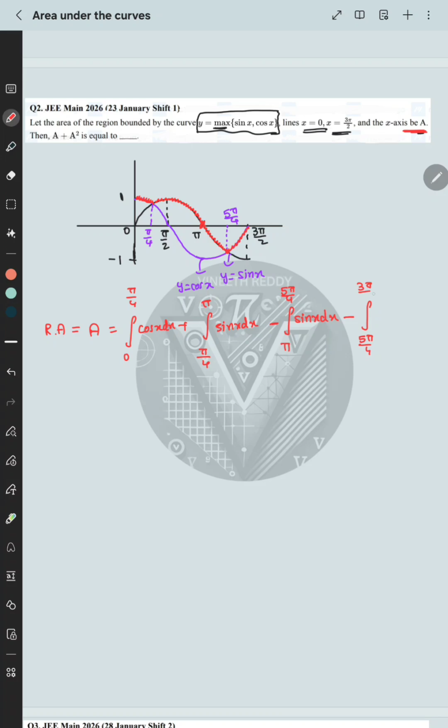For now, which graph shall we write? Now we should write cos x. I hope you understood this part. Now if we simply evaluate this, we will be getting the answer. Integral cos x is simply sin x. Limits are from 0 to pi/4. Integral sin x is minus cos x, and integral sin x is minus cos x, so minus into minus becomes plus here.